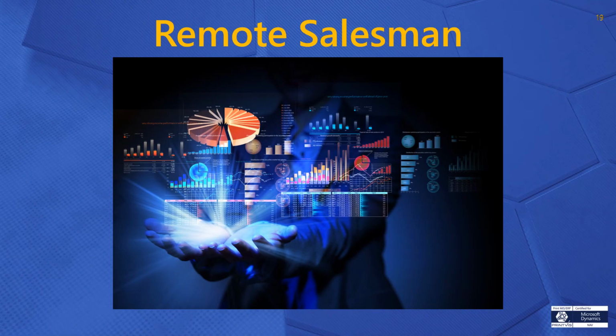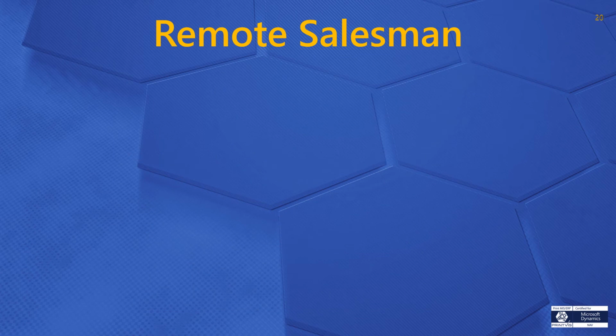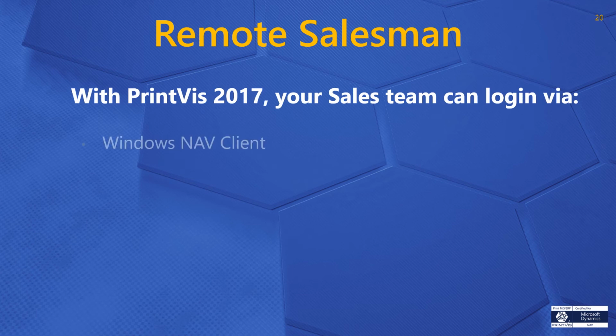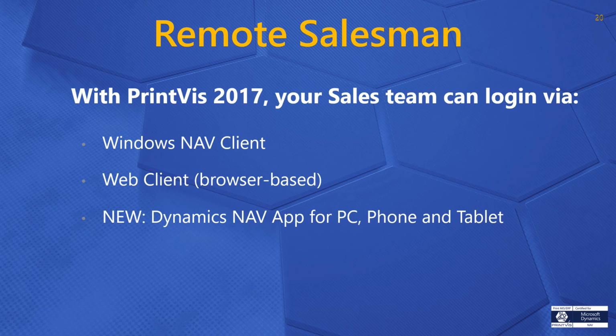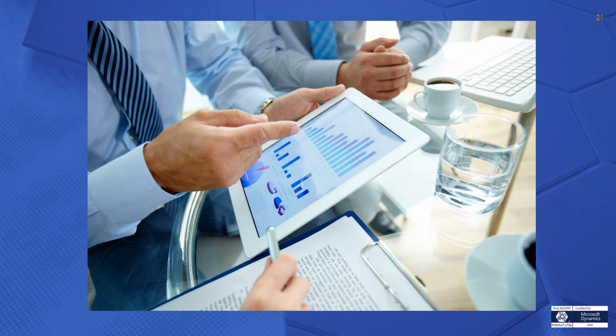The remote salesman user type is intended for the sales team of a printing company who need to quickly generate estimates or orders or provide a production status on their portable devices right from a customer's premises. With PrintVis 2017, your sales team can now log in via Windows NAV Client, Web Client based on browser, and now with the Dynamics NAV app for PC, phone, and tablet. There's no reason for your clients to wait for days or even hours to get the answers they need. The Remote Salesman portal eliminates those delays which used to be the norm.